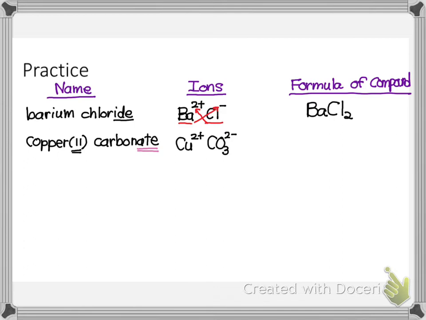So then to get the formula, you have to make the charges equal 0. So you notice that this is a 2+ and this is a 2-. And anytime the numbers are the same, so 2+, 2-, you know that it's a 1-to-1 ratio. So we would write 1 copper, which would just be Cu, and 1 carbonate, which would be CO3. So that's copper 2 carbonate.